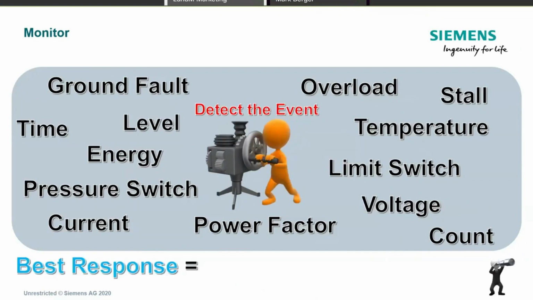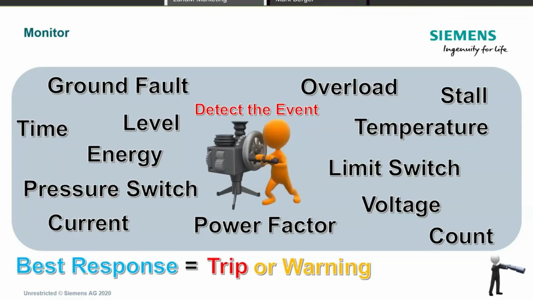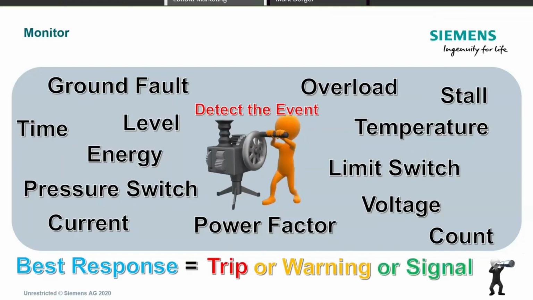The best response to this monitoring is, do we trip? Do we stop the motor because we do have a problem, an external fault or an internal fault? Or do we warn the operators, let them know that there is maybe a problem as we're monitoring? Or do we just signal and let them know that, hey, here's the situation, what would you like to do with it? You're given a very flexible way to go about how you act and react to any of these monitoring cases that you have.